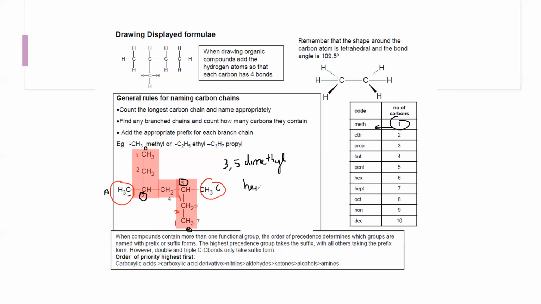So for 7, it is hept, and they have a single bond, so it should be ane. So it should be 3, 5 dimethyl heptane. Is this example clear?